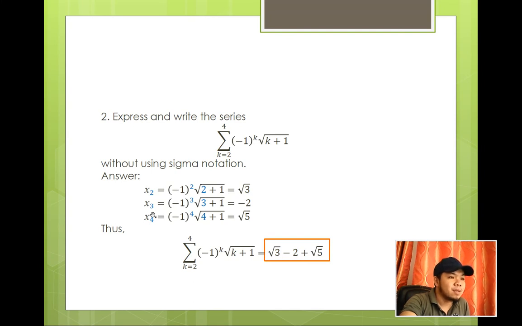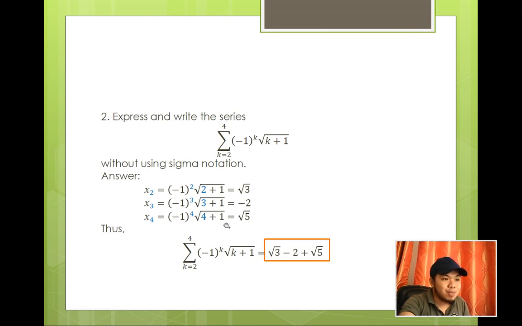Then, sa x sub 3, ganun din. So, negative 1 raised to 3. Ganun pa rin. Magiging negative 1 times square root of 3 plus 1. So, 4 yan, magiging 2. Magiging 4. Doon ang square root niya ay magiging 2 times the negative 1, magiging negative 2. Ganon din po sa x sub 4. Negative 1 raised to 4 times square root of 4 plus 1. So, unahin natin ayusin yung negative 1 times negative 1 times negative 1 times negative 1 kasi 4 na beses daw. So, magiging sagot doon ay positive 1.